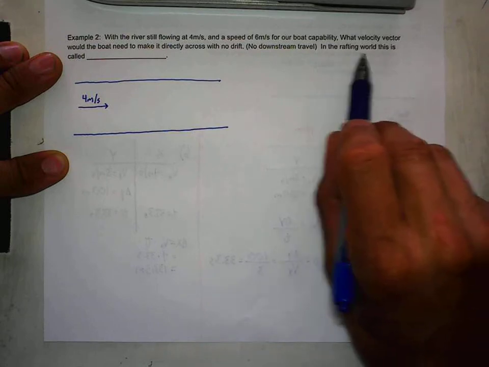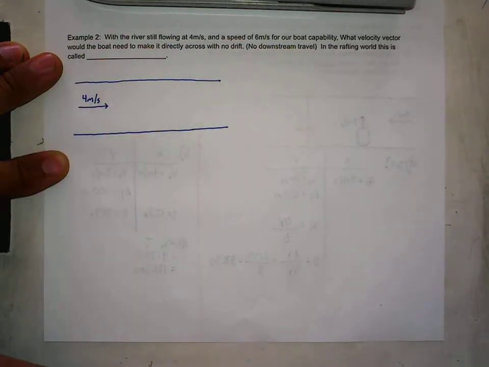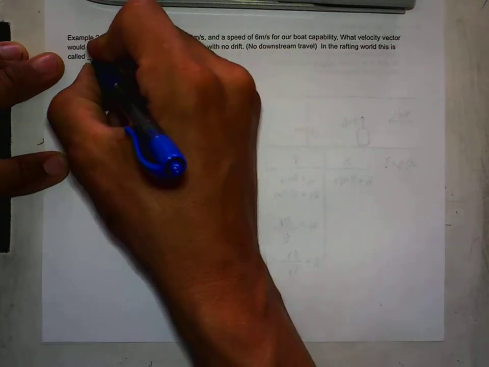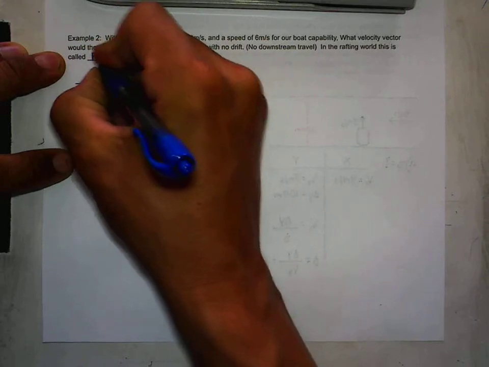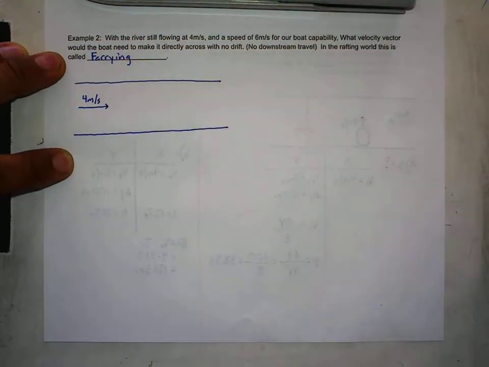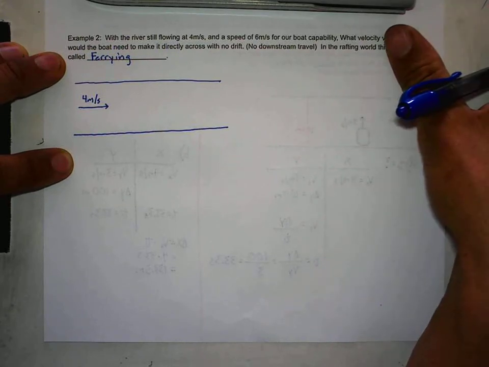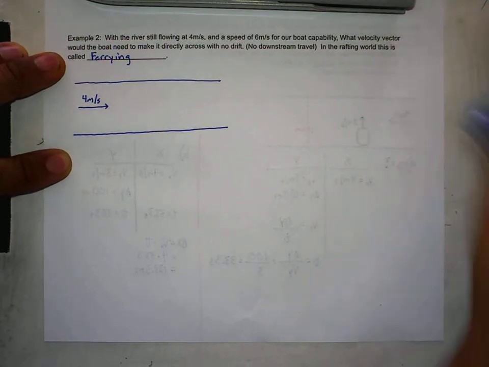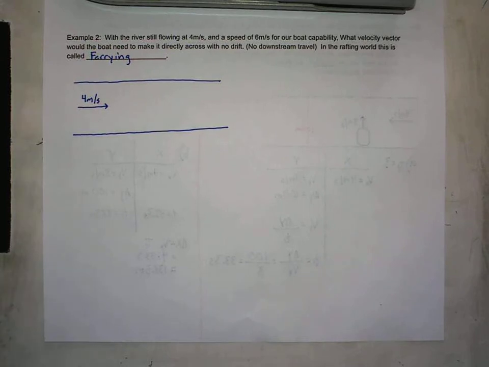In the rafting world, there's a rafting term for this. Anybody? Okay, it's called ferrying. That's going to be on the AP test, by the way. Okay, ferrying. You talk about ferry angles. That's what we're solving for. We're solving for a ferrying vector.